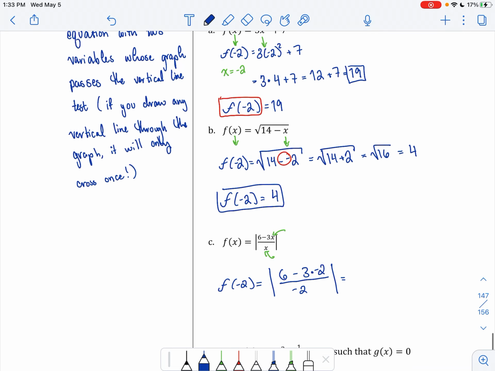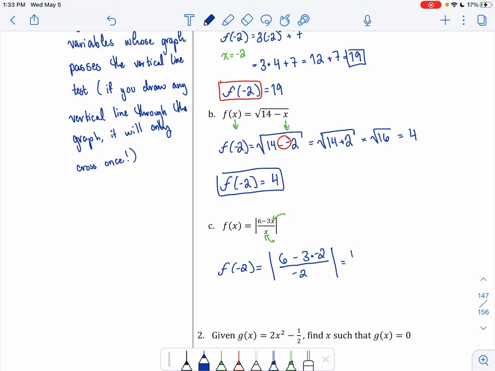Now that we've plugged it in, we're just going to evaluate. 6 minus 3 times -2, do the multiplication first. So that's 3 times -2 is -6. Again, that becomes a plus 6. So f of -2 is equal to absolute value of positive 12 over -2, which is the absolute value of -6, which is positive 6.